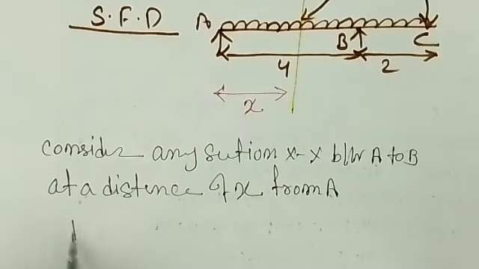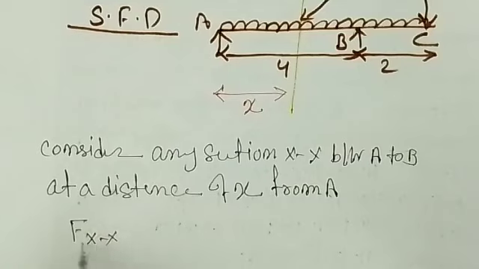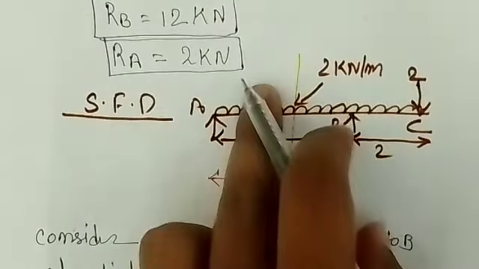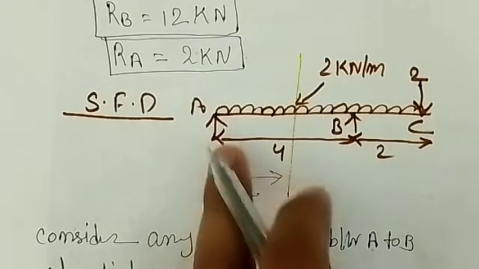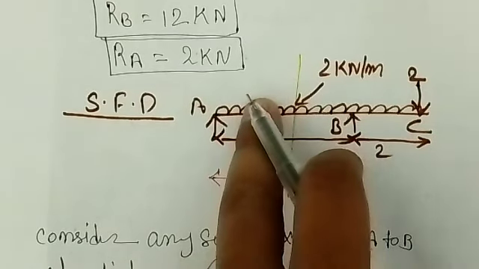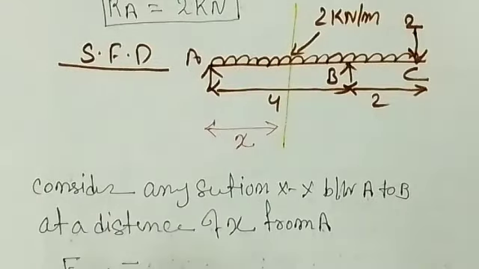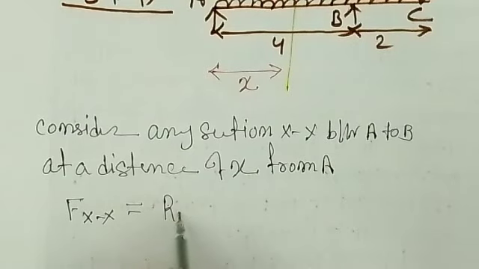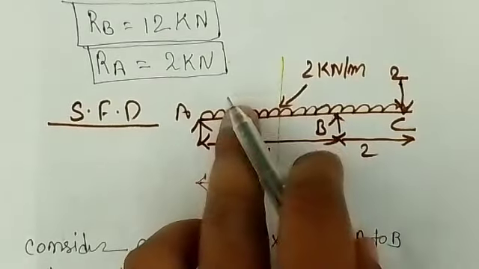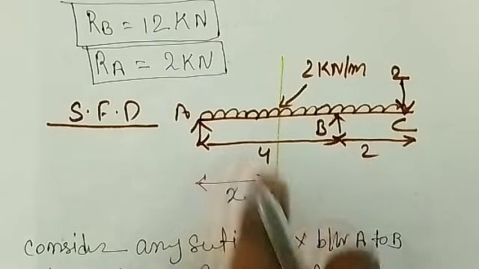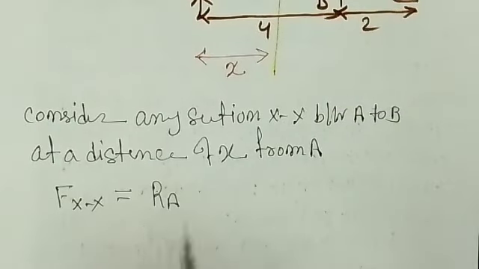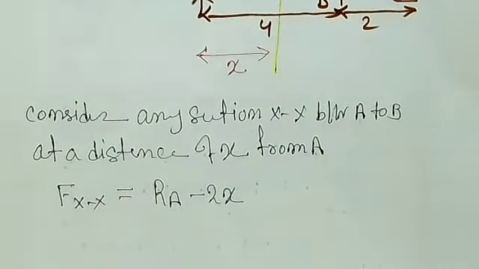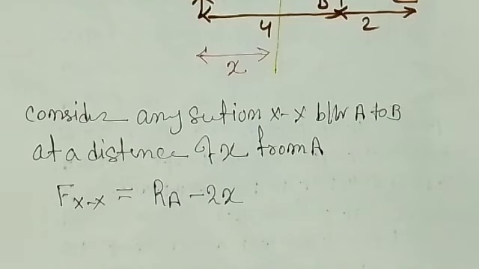So what is the shear force equation? Fxx means the shear force at XX, and that shear force is the sum of all the forces. One force is the reaction and one is the UDL. The reaction is vertically upward, and left side upward is positive, so that is RA. Left side downward is negative, 2 kilonewton, and up to this it is X, meaning 2 into X. So you can say RA minus 2X. This is the shear force equation we got at section XX from A.